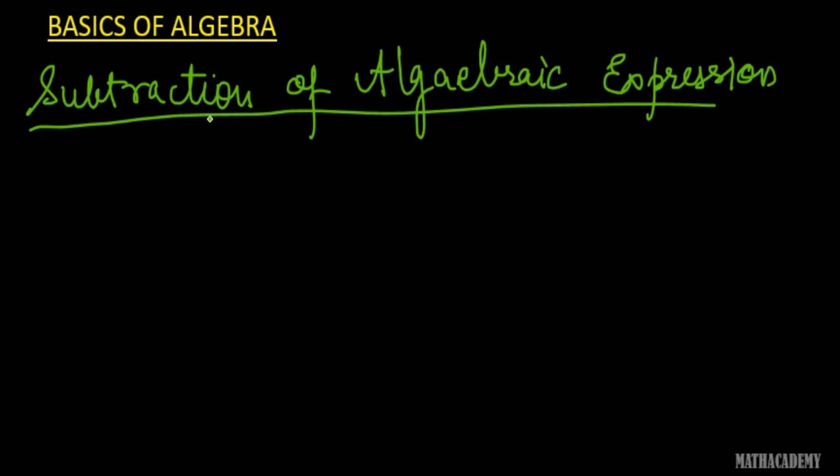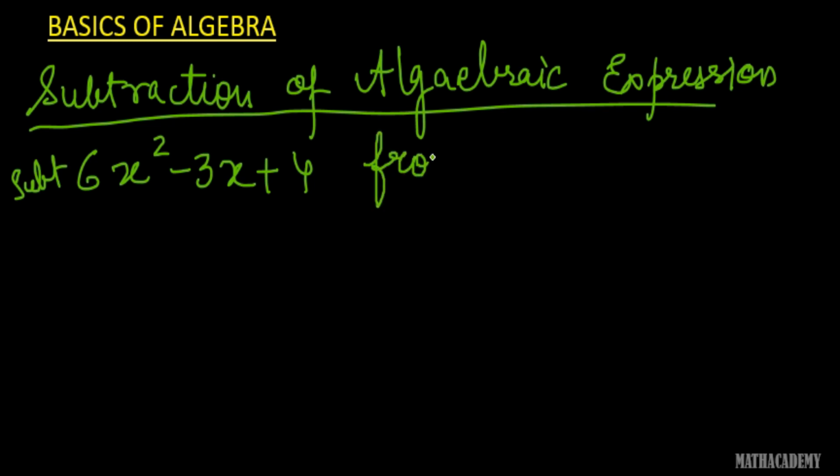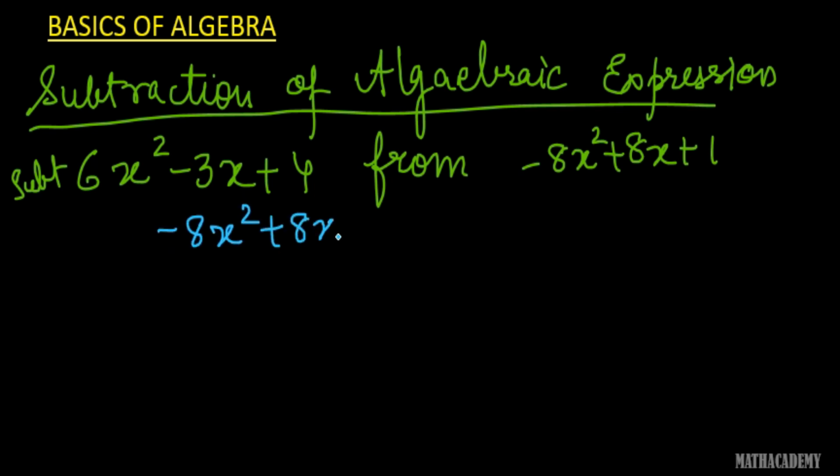Let us take an example, say 6x square minus 3x plus 4, subtract this expression from negative 8x square plus 8x plus 1. Here also we will write the like terms below the like terms. First we will write negative 8x square plus 8x plus 1. From this we have to subtract this expression. So 6x square is like negative 8x square, so we'll write it below it. Negative 3x is like 8x, so we'll write it below it, and 4 below the constant 1.